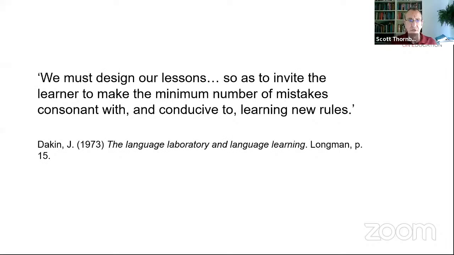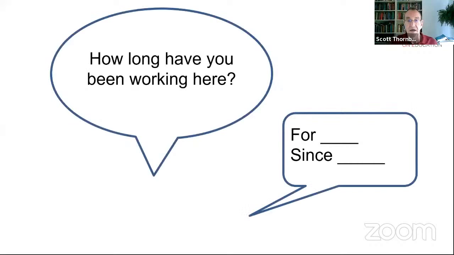About the same time, Julian Dakin wrote a book on the language laboratory, looking at the kinds of exercises that were useful in the language laboratory, and realized that if you lead students to make mistakes, they learn better by making mistakes than by not making mistakes. He said, "We must design our lessons so as to invite the learner to make the minimum number of mistakes consonant with and conducive to learning new rules." Not to make a massive amount of mistakes, but here's an example.